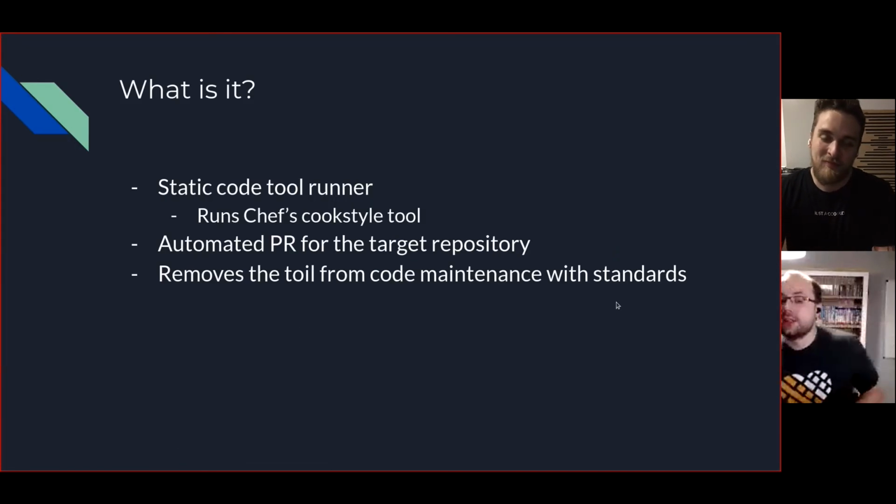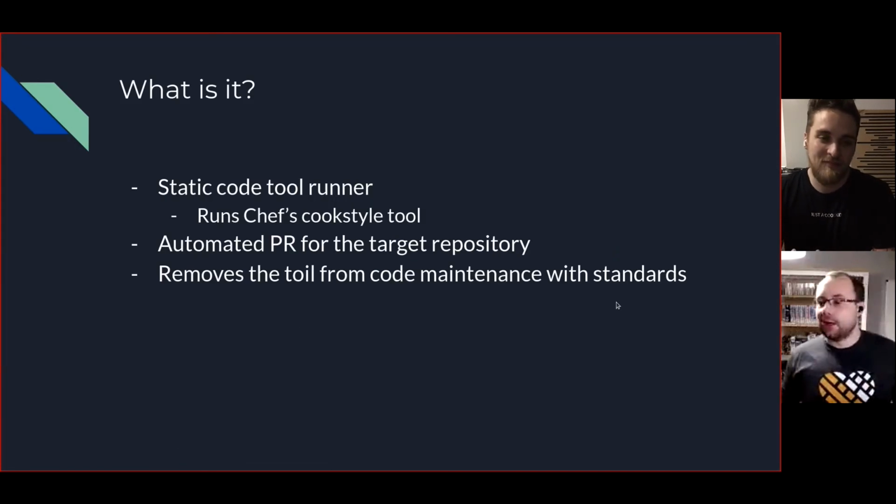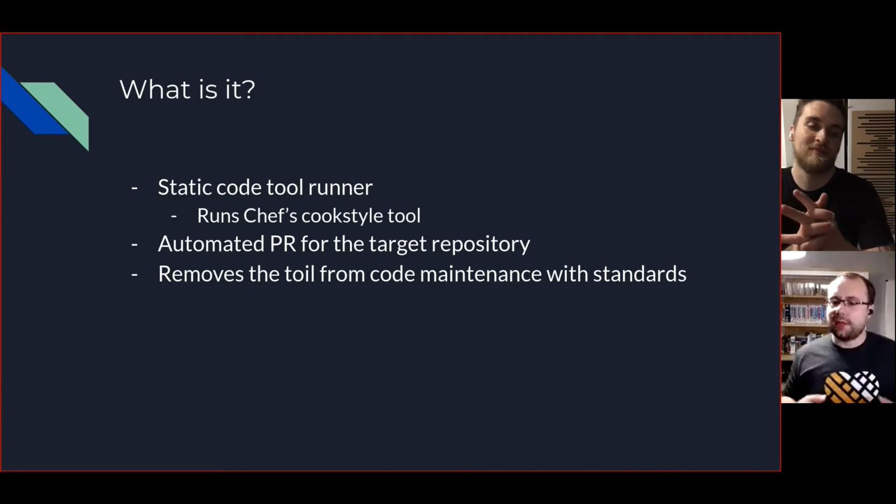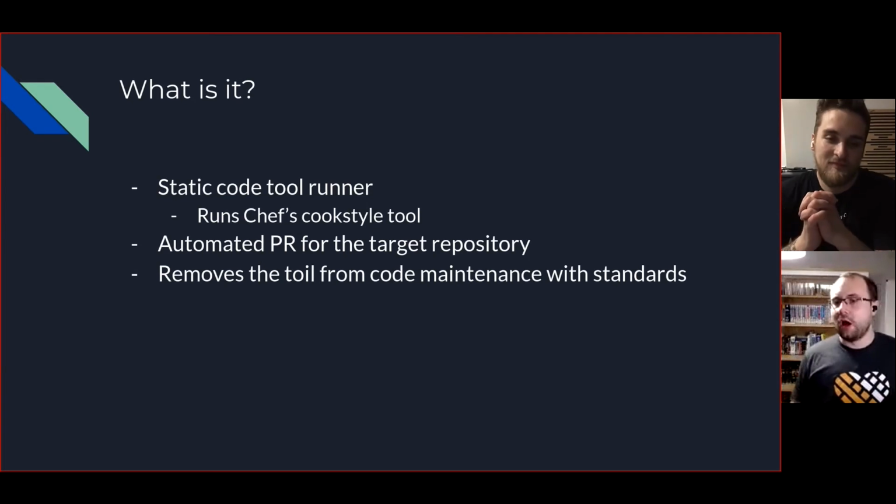So, what is it? Stylelia is a static code tool runner. This is a space we've noticed there's a problem with. In our example today, we're using Chef's Cookstyle tool, and this is here to help us automate the PR to a target repository on the auto fixes for static code tools.